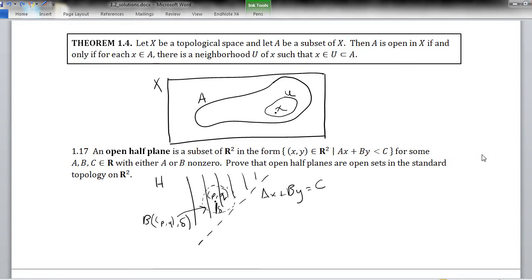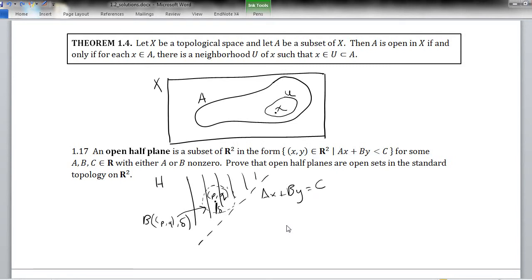Okay, well, ax plus by equals c is going to define a line in the plane. And then the set of all points where ax plus by is less than c is going to be all the points either on one side of this line or on the other side, right? Not including the line itself. So let's call that open half plane H, and I tried to shade in this side of the line to indicate H.